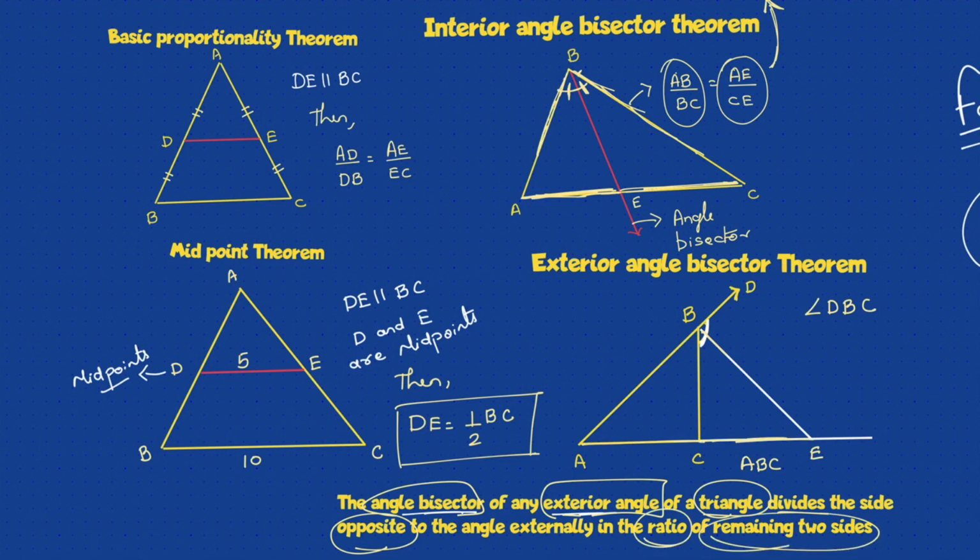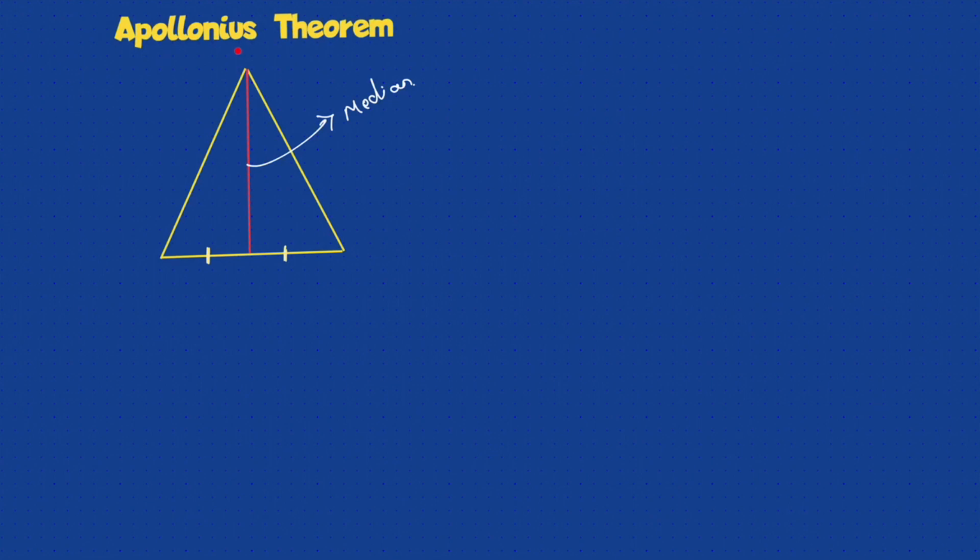So what are the remaining two sides? Apart from AC, it's AB and BC. Right, in the ratio of the remaining two sides. So write first the remaining two sides, AB upon BC, right? That will be equal to what? The side opposite to the angle bisector, AE upon CE. So AC is divided in the ratio of AE upon CE. So remember this exterior angle bisector theorem as well. Similar to your interior angle bisector, the side opposite to the angle is being divided.